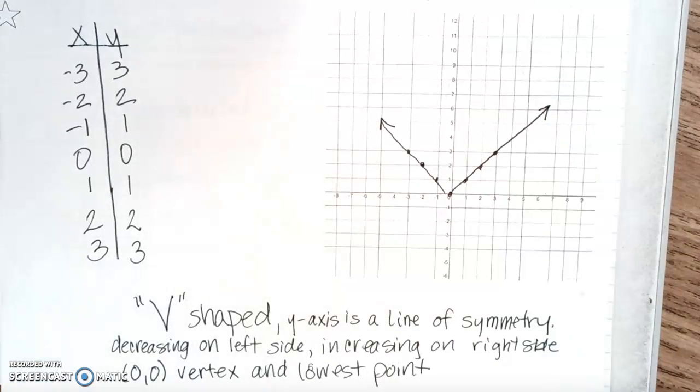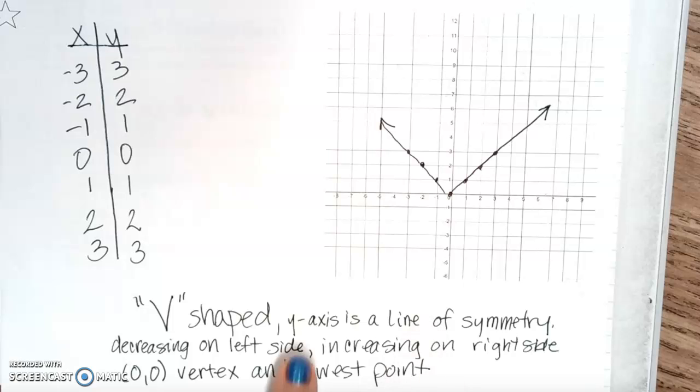Then they want us to describe this graph. Unlike the parabola, which is kind of U-shaped, like the letter U in the alphabet, this one is more V-shaped because it has that sharp turn at the bottom. It's not smooth and rounded like our other one was.